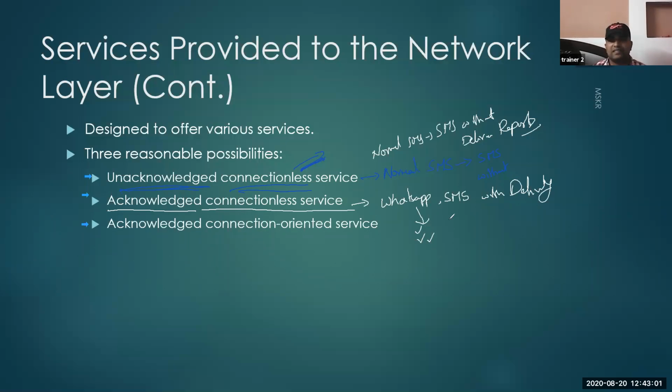So this means the message is sent from your mobile, but it is not delivered to the receiver. This means it is delivered to the receiver's mobile, and this means the receiver saw your message. So this is an acknowledged connectionless service. So here every message is treated independently.